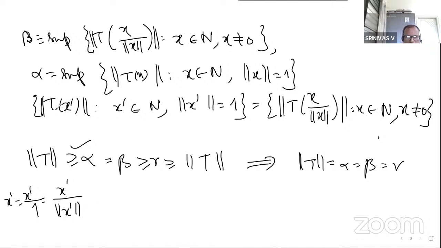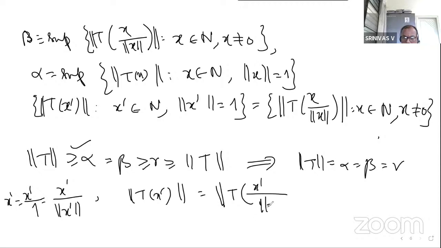So this can be written as what? Norm T of x', right? For x', I can write this. This is norm T; in place of x', I can write x' by norm x'. So the elements here are of this form. In place of x, I can take x'.